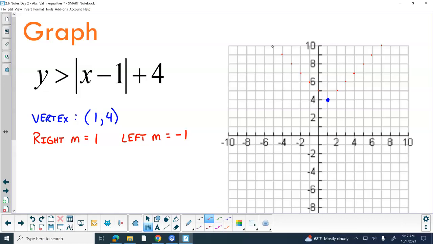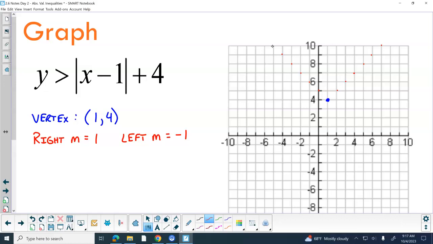The number out in front here, the A value in front of my absolute value, if it's positive, it's going to open up. If it's negative, it's going to open down. They will never open left and right, because then they're not functional. Okay.